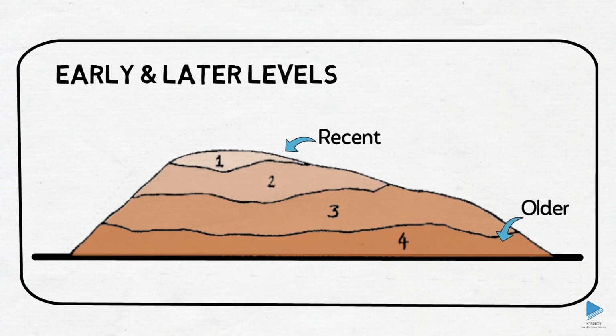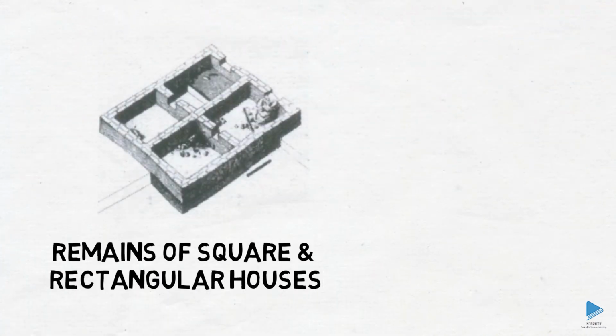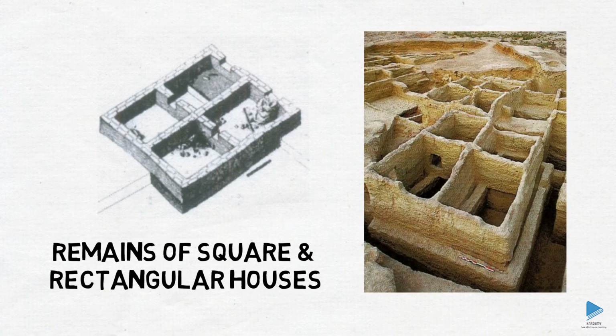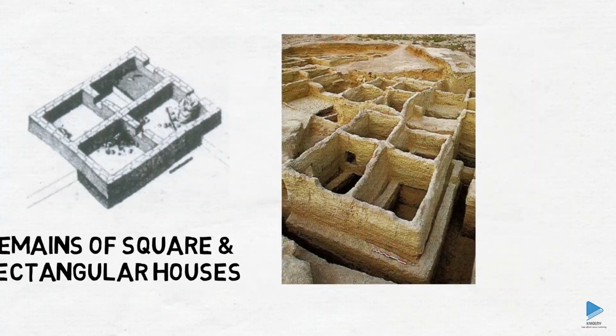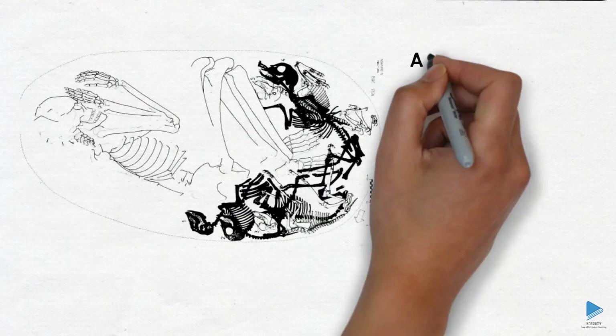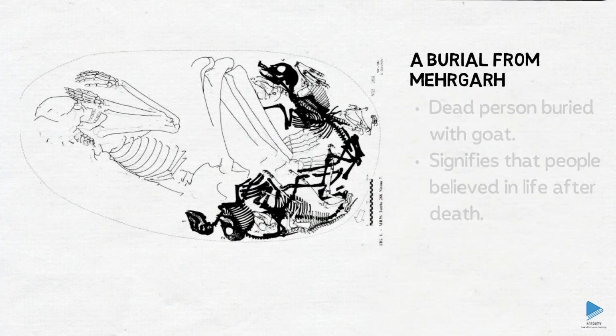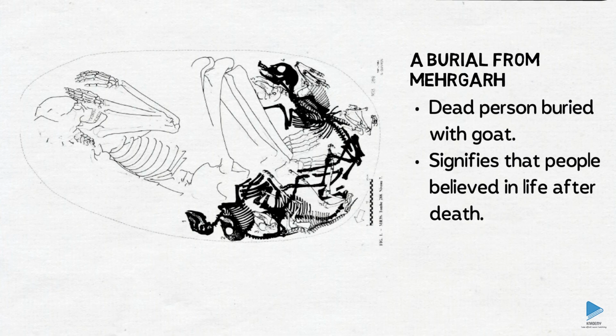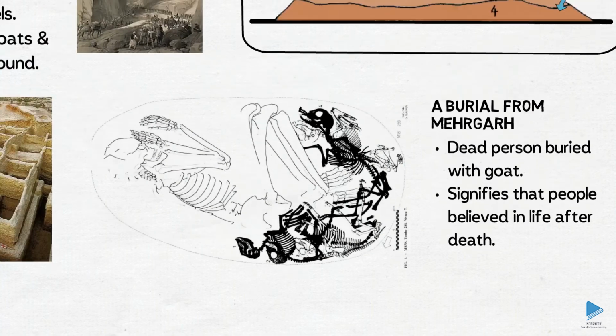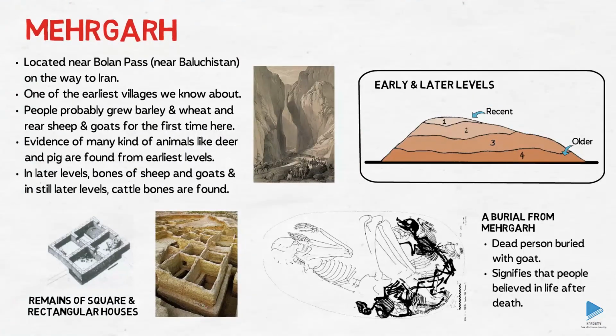Coming back to Mehargar, other finds here include remains of square and rectangular houses. Each house had 4 or more compartments, some of which may have been used for storage. Several burial sites are found at Mehargar. In one instance, a person was buried with goats which were probably meant to serve as food in the next world. It signifies that people believed that there was some form of life after death.